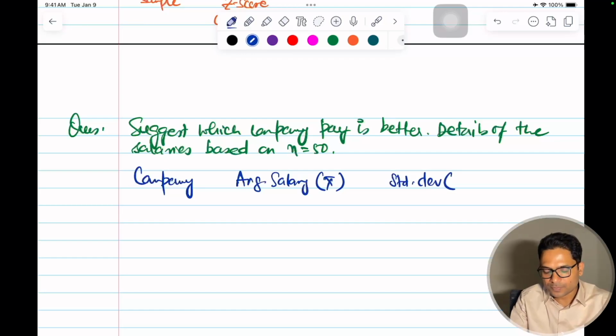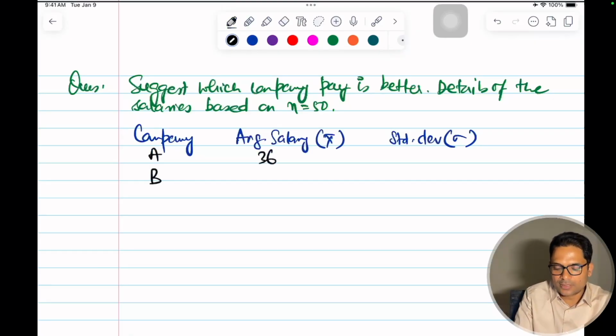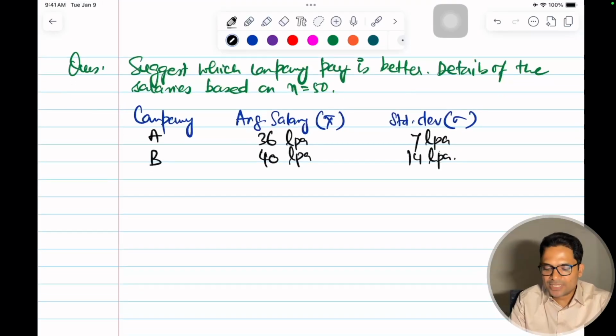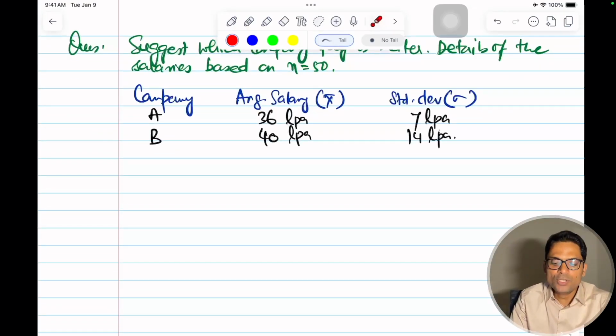Okay, this information you have. So there is one company A, there is one company B. One is giving you 36 lakhs, one is giving you 40 lakhs, LPA. The standard deviation for this is say 7 LPA, and for this is 14 LPA. So on the basis of this information, you have to tell me with 95% confidence interval which pay is better. We'll use that tool to come to that conclusion.